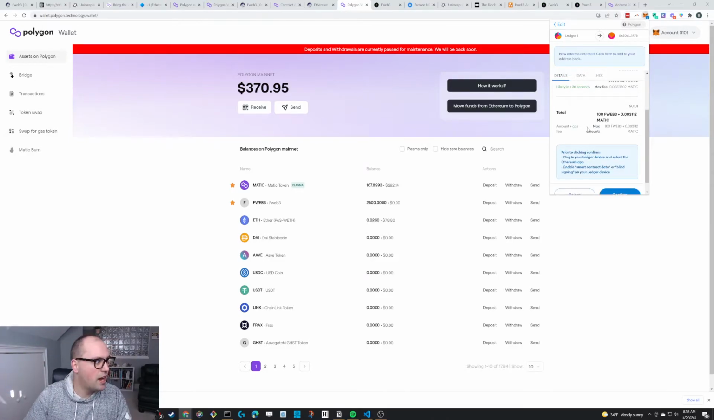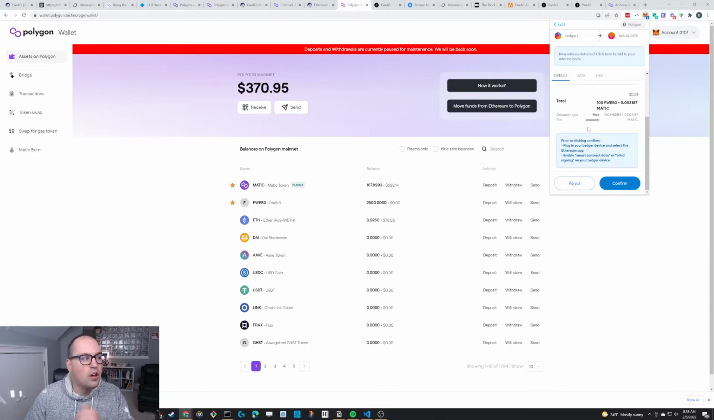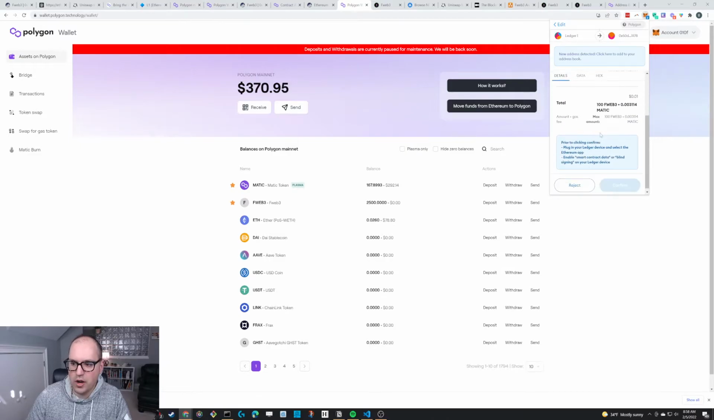So I can take my thousands of tokens now and I can do my own airdrop. But instead of costing hundreds of dollars, it's going to cost pennies. I'll probably get out for less than a dollar to be able to do a full-blown airdrop to everyone. So that's why this is so powerful. That's why this is so cheap.